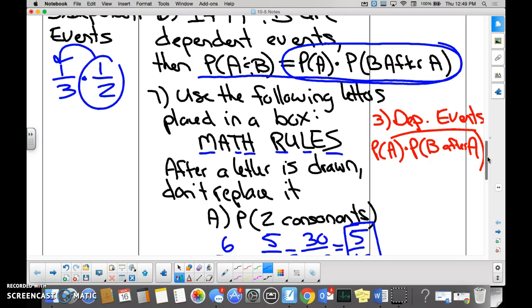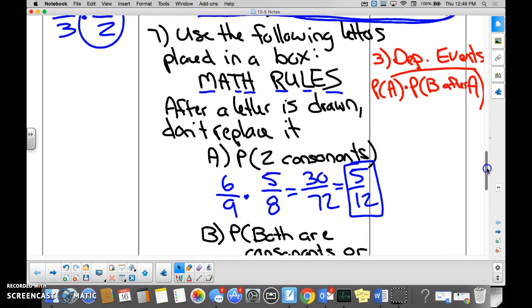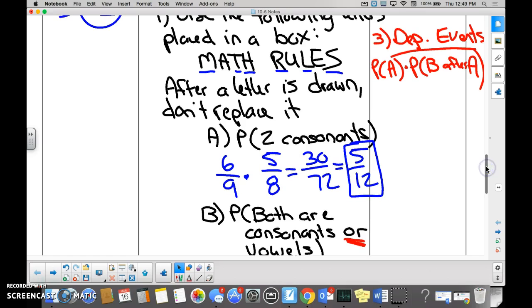And then we give you an example down below of putting letters in a box, like math rules, and drawing out consonants, vowels, and so on. You need to know the formulas for dependent and independent events. Questions?